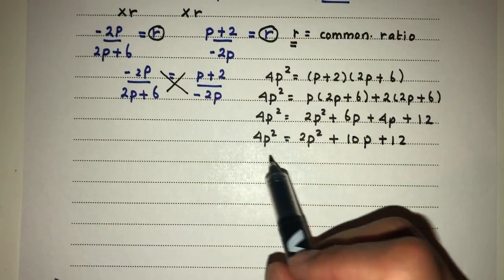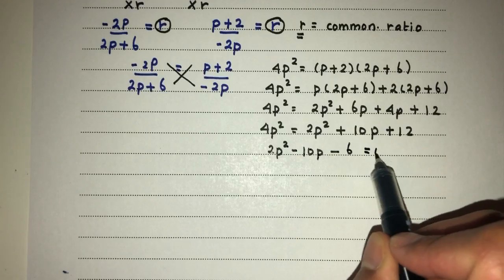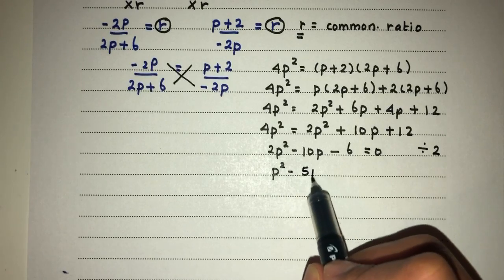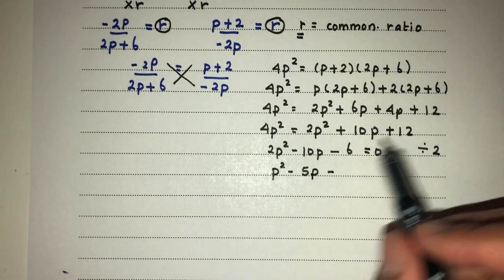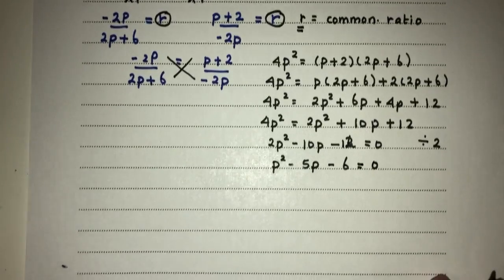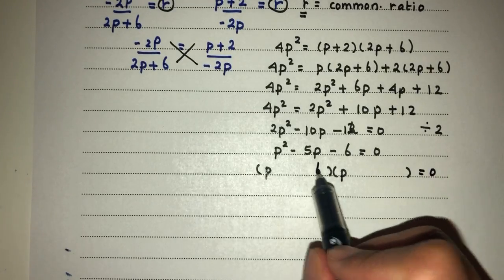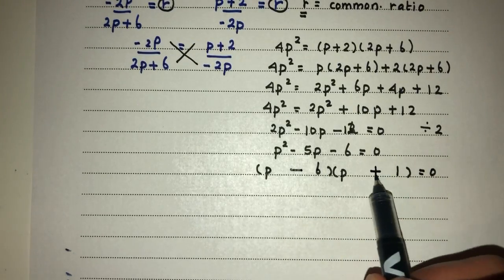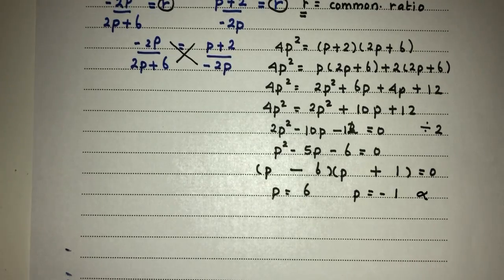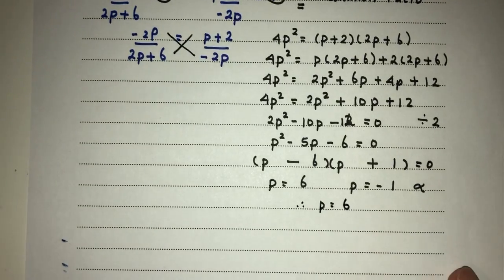Now let's send everything to one side. That will give me 2p squared minus 10p minus 12 equal to 0. Now since everything is even, I can divide by 2 everywhere. You will have p squared minus 5p minus 6 equal to 0. So simplify, that will become factorize, so p times p. 6 is 6 times 1. To get minus 5, we have to have minus 6 plus 1. p will be 6, p will be minus 1. Now of course we will not take this value because we know that p is a positive value. So we conclude that p is equal to 6.